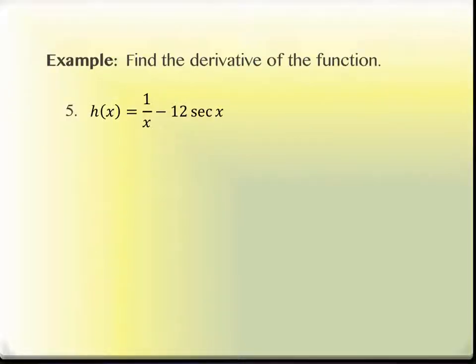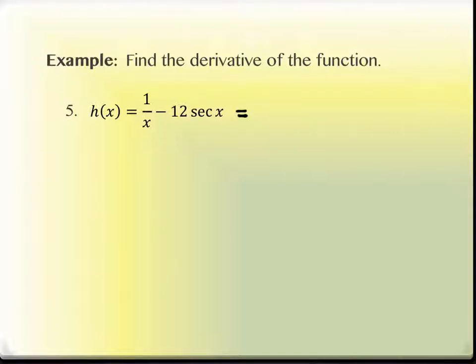So let's do some examples here with derivatives that involve those new trig functions. So the first one we have is 1 over x minus 12 secant of x. And I'd like to remind you that we do have something that we could deal with the 1 over x, and we could use the quotient rule. We could. It would be way overkill and so not necessary.